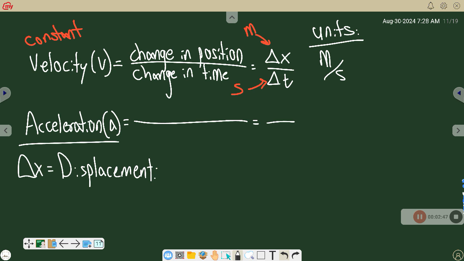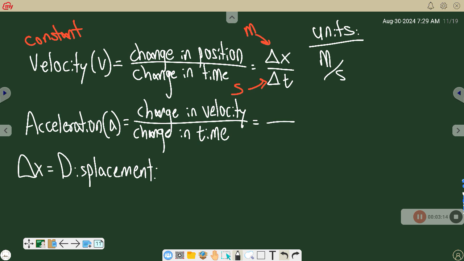Acceleration, we are going to symbolize it mathematically in equations as a lowercase a. And it follows the same trend. From our definition in velocity, where acceleration is the change in velocity over the change in time. Again, we can shorten that. We can say delta v, so change in velocity over change in time.